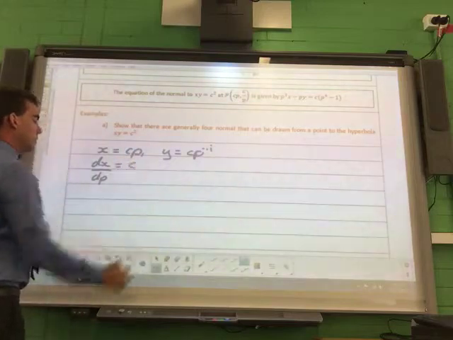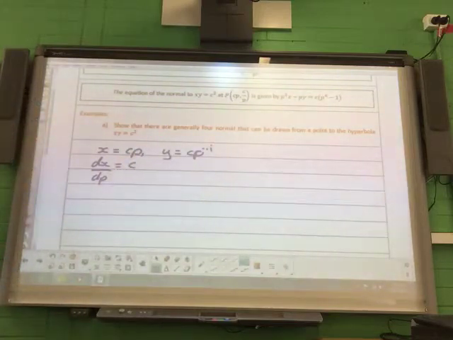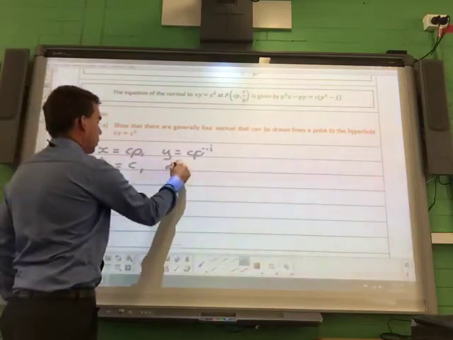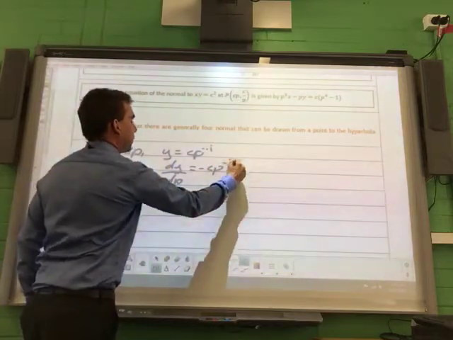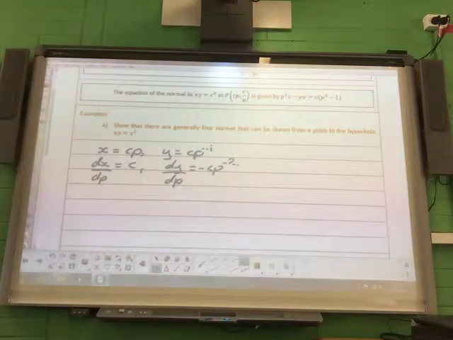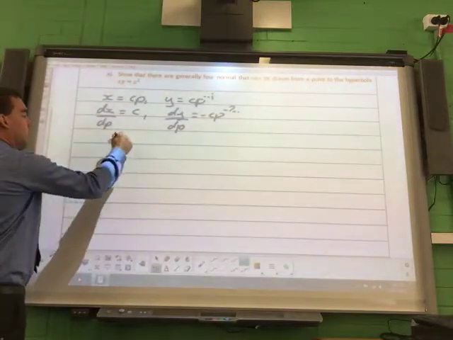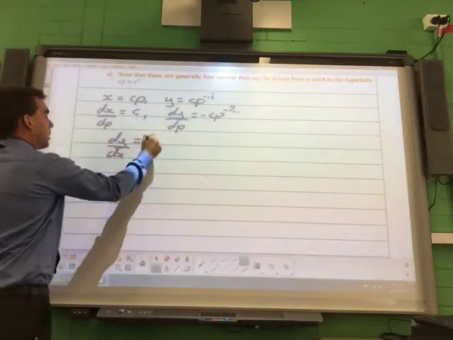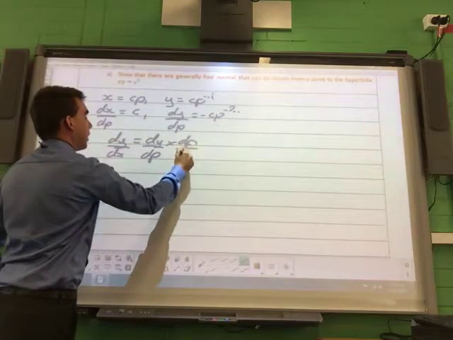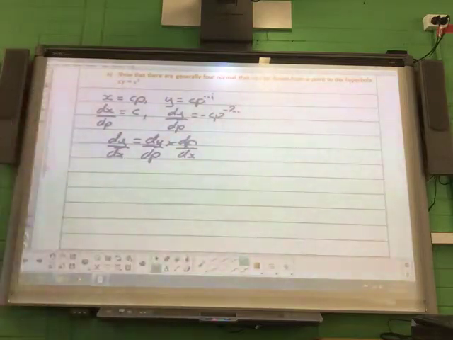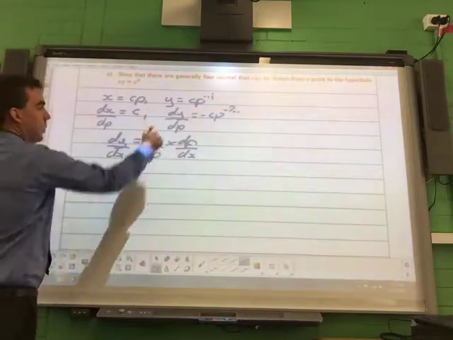Differentiate x with respect to p, we get c. And differentiate y with respect to p, gives me negative cp to the minus 2. And use your index laws. dy over dx gives me dy over dp times dp over dx. So setting up our chain rule. Okay, so dy over dp is there.